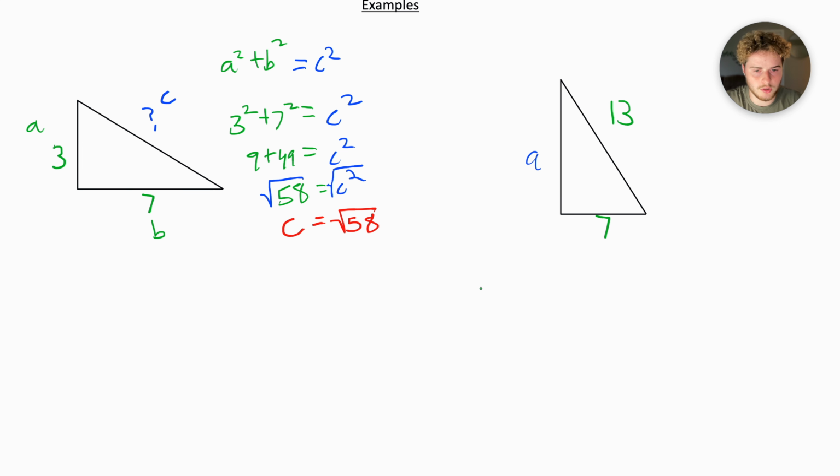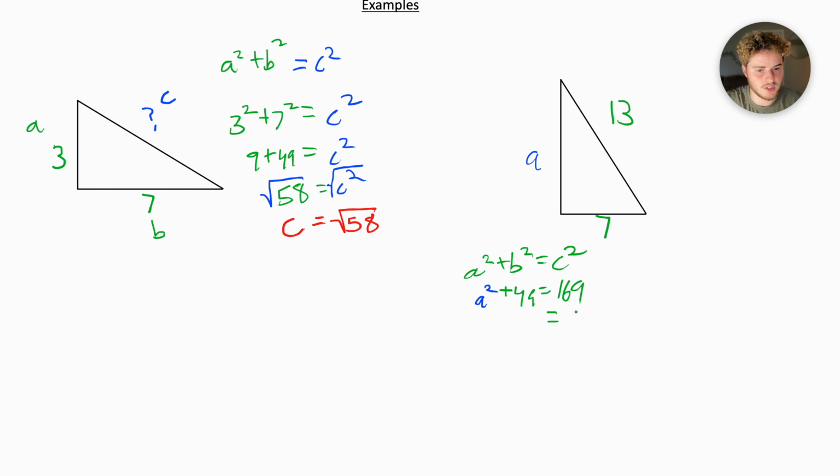So we can write out the whole equation, a squared plus b squared equals c squared. And we want to find a. So we're going to have a squared here. We know that b squared, 7 squared, is 49, equals c squared, 13 squared is 169. Just like that.